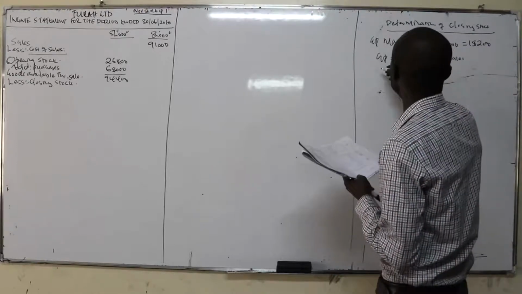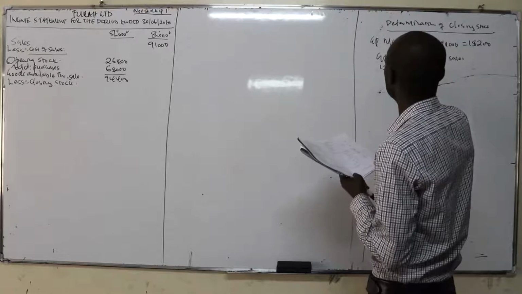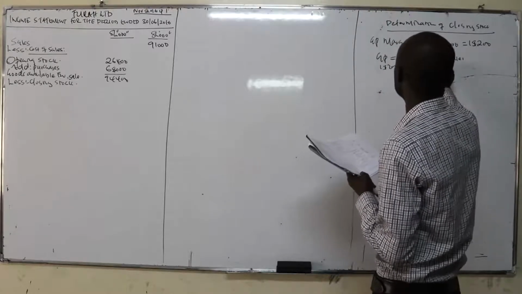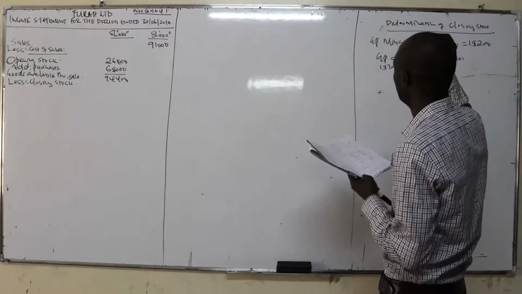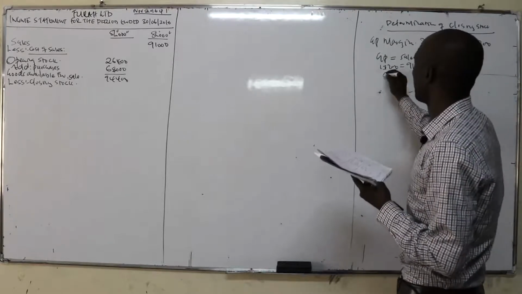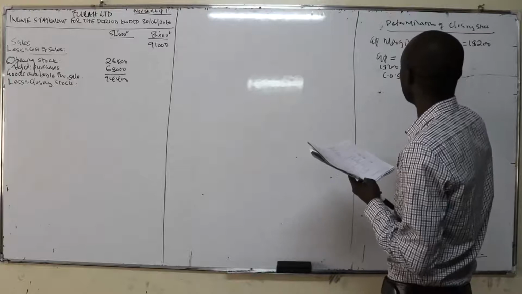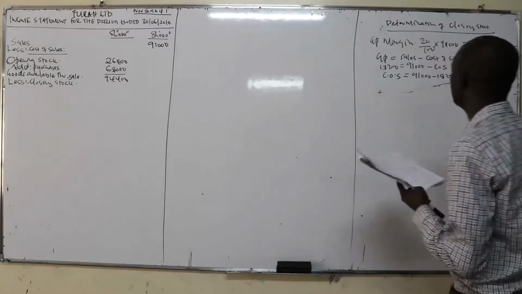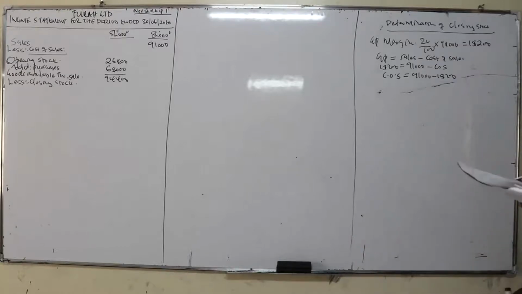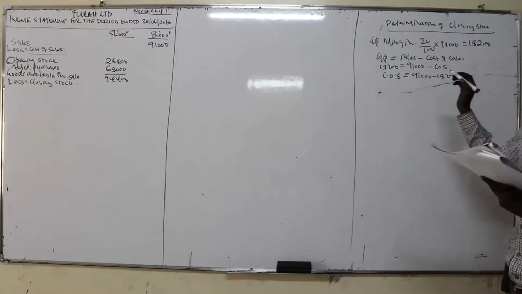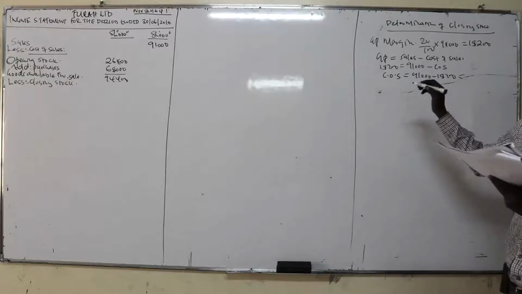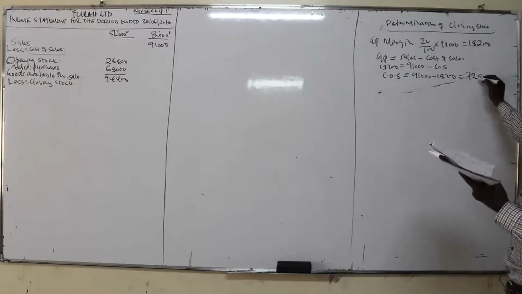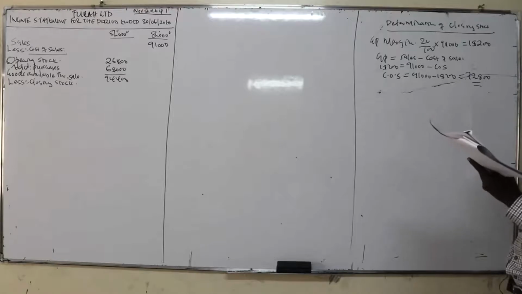So our GP is 18,200, and sales is 91,000. Cost of sales, we don't have the figure, isn't it? So our cost of sales is going to be 91,000 minus 18,200. What do you get? 72,800. This is the cost of sales, isn't it?